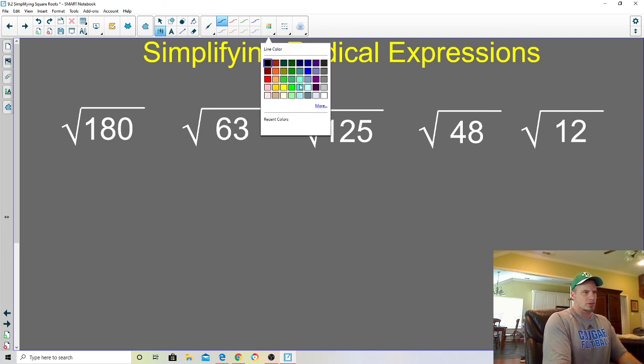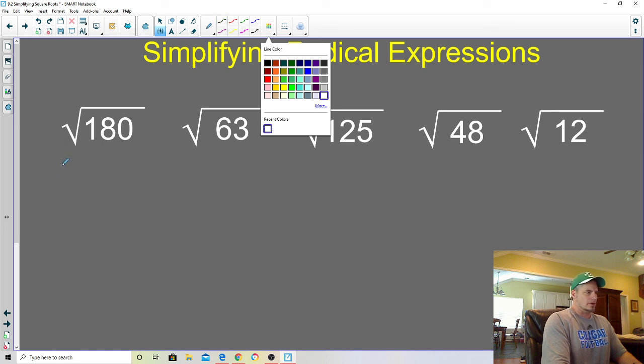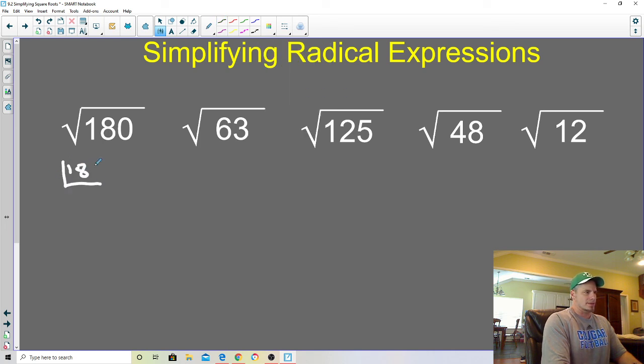Okay, here we go. Let's try this. There we go. 180. And we're going to divide by 2. So we're just basically prime factoring. 2 goes into 180, that goes to 90. We're going to go to 2 here. That's going to be 45. And we can't go 2 anymore.